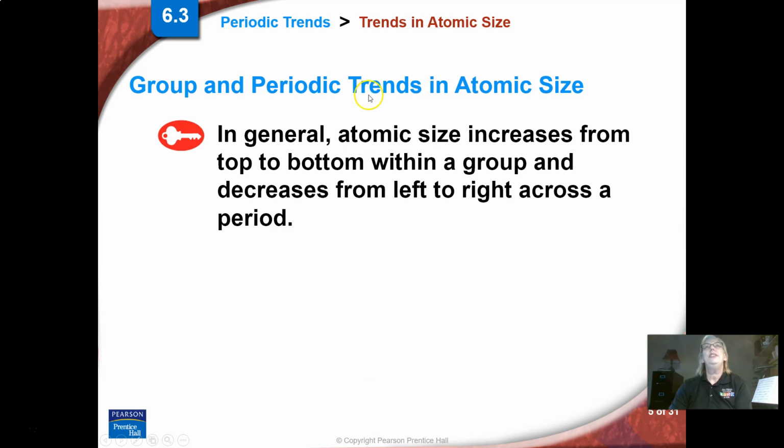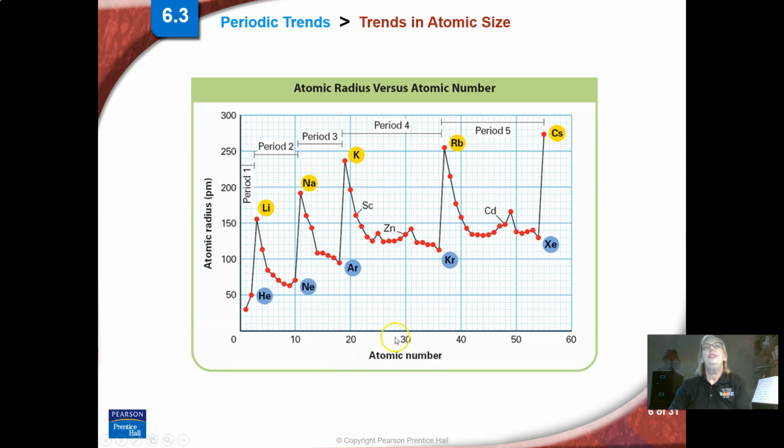So in general, we need to know this trend. Size increases from top to bottom on the periodic table, and decreases, gets smaller, from left to right across a period. So you see this pattern every time. That's why we call it a periodic table. This happens periodically. It has this trend. It goes from high to low, high to low, high to low for the size.